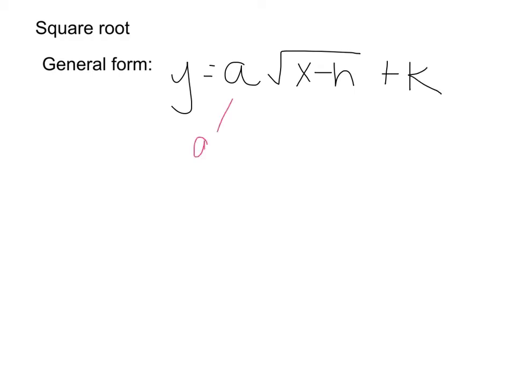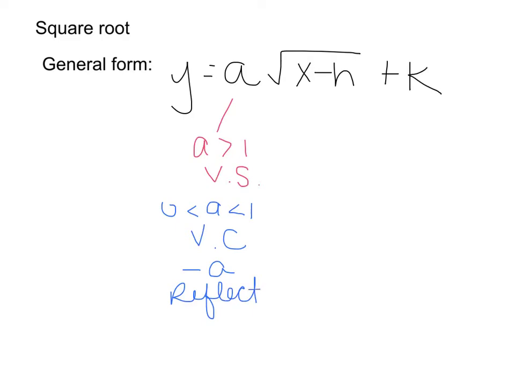The general form for a square root function is y equals a times the square root of x minus h plus k. From a long time ago, if a is greater than 1, it's going to make it a vertical stretch. If a is greater than 0 but less than 1, it's going to make it a vertical compression. And if a is negative, it's going to reflect over your x-axis.